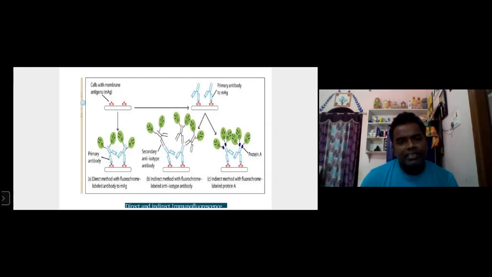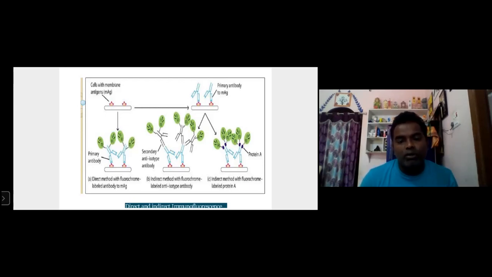This is the direct method. In the direct method, the fluorochrome is coated on the antibody. For example, here the primary antibodies are coated with fluorescein, and it identifies the antigen directly. In the indirect method, first the antigen takes the antibody, then again a fluorescein-coated antibody binds, which looks like ELISA.